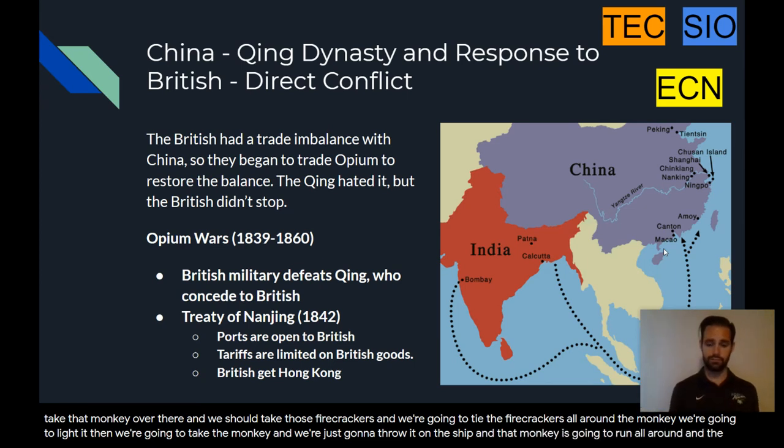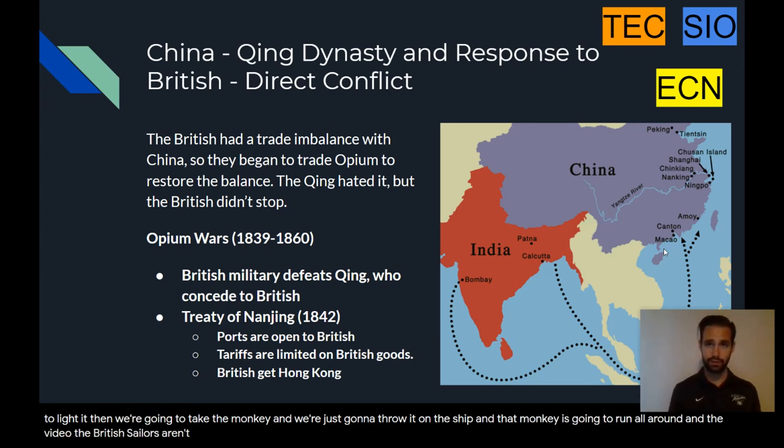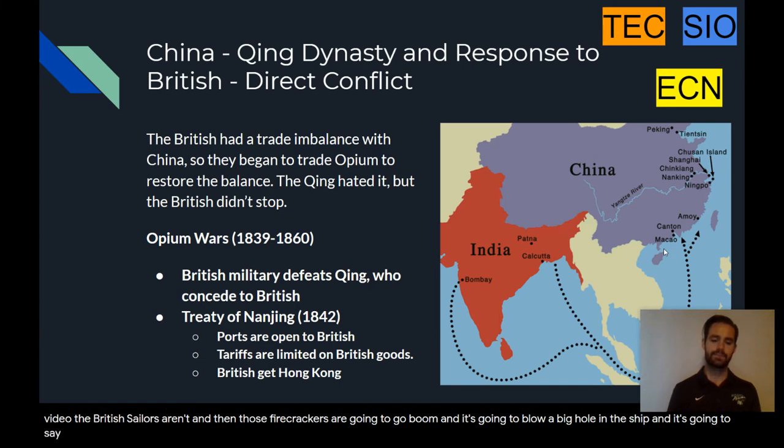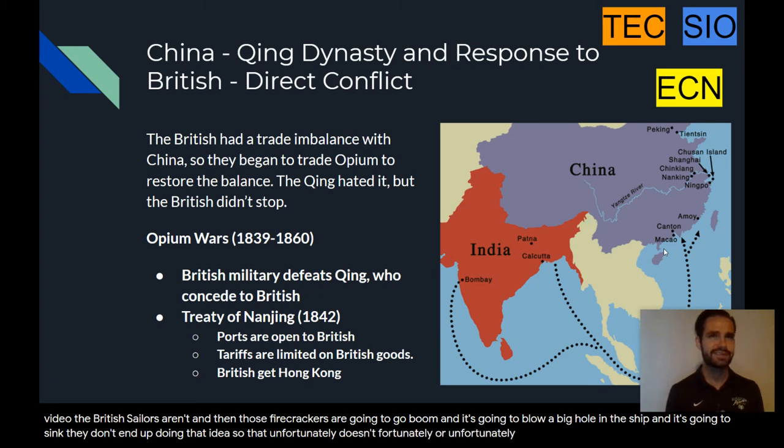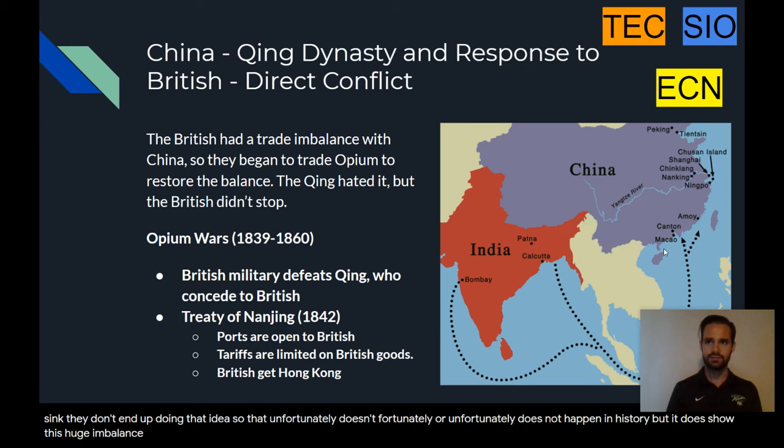And the British sailors aren't going to be able to catch him because it's a monkey and it's freaking out. And then those firecrackers are going to go boom, and it's going to blow a big hole in the ship and it's going to sink. They don't end up doing that idea. So that unfortunately, or fortunately, does not happen in history, but it does show this huge imbalance or this huge advantage the British have because of their industrialized society.